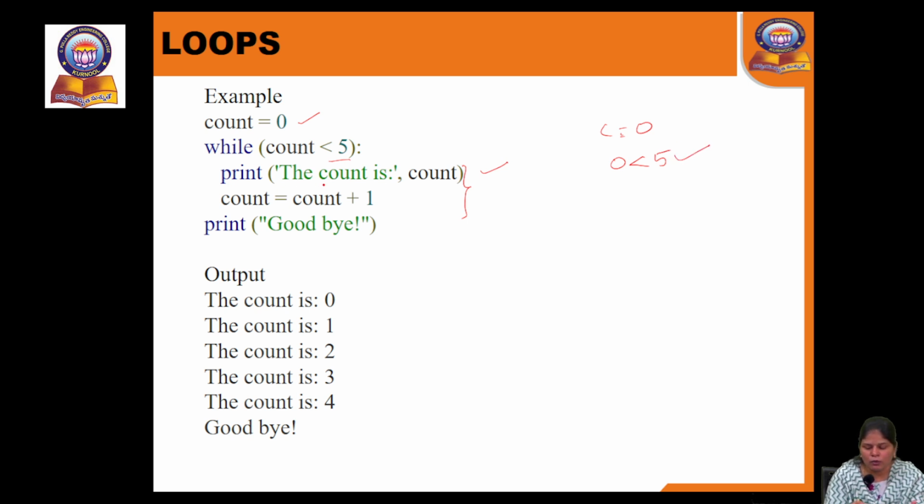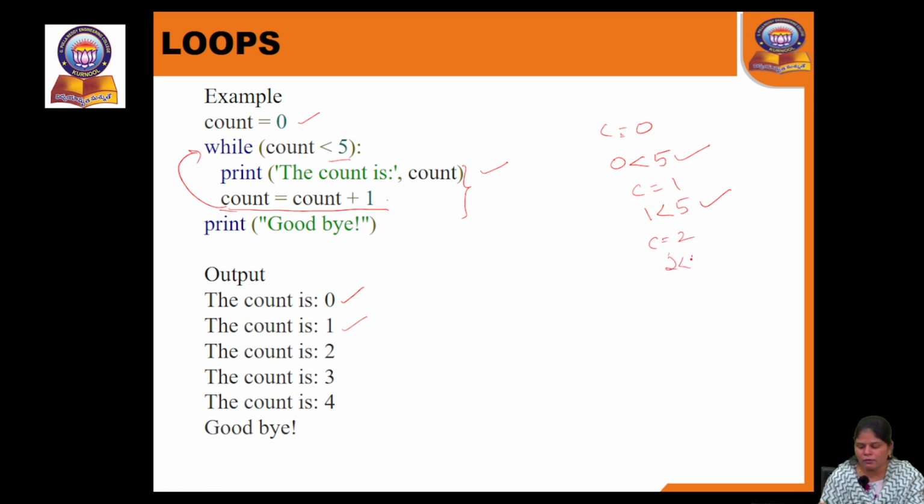Now in the loop the first statement is the count is, so it will print the count is 0. Next, the value of the count will be incremented, so now the count value will become 1. Right? Again, after incrementing, it goes back and checks the condition. So now 1 is less than 5. The condition is true, so entering into the loop, it will print the count is 1 and now it will be incremented. So now the count value will become 2.